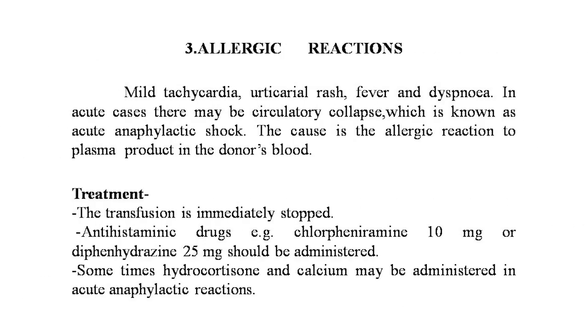Now the third complication of the blood transfusion is the allergic reaction. Mild tachycardia, urticarial rash, fever and dyspnea are the symptoms in these allergic reactions of the blood transfusion. In acute cases, there may be circulatory collapse, which is known as the acute anaphylactic shock. The cause is the allergic reaction to plasma product in the donor's blood.